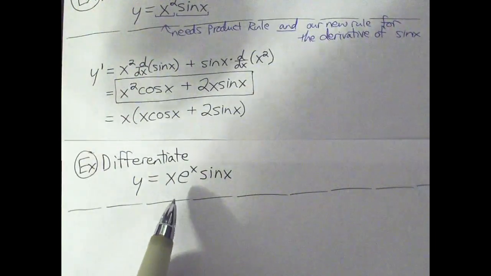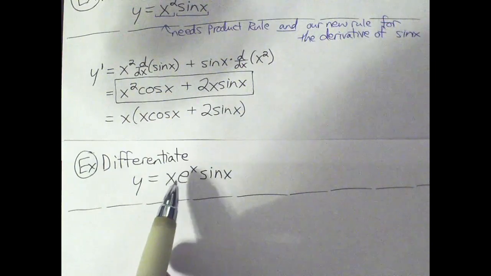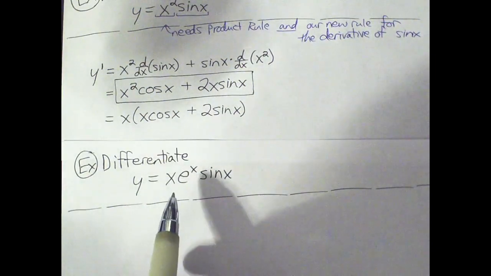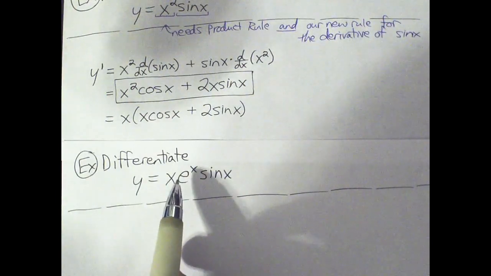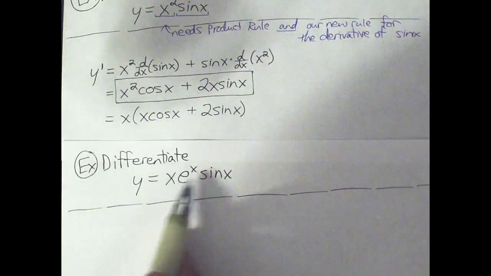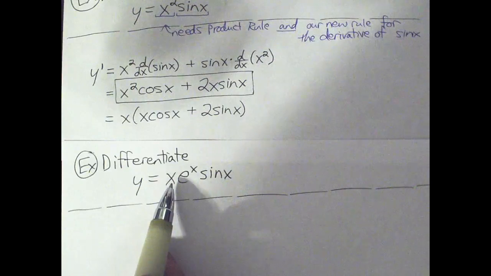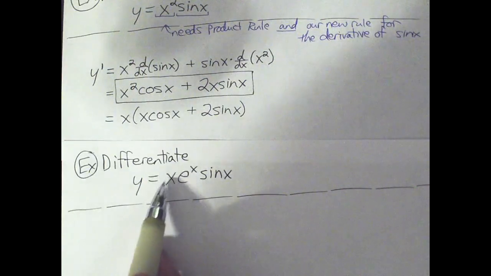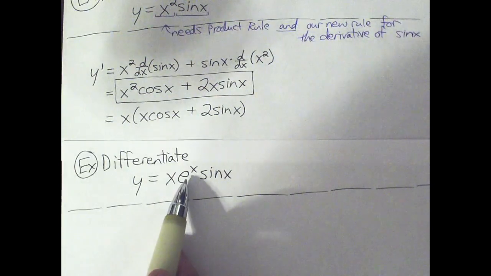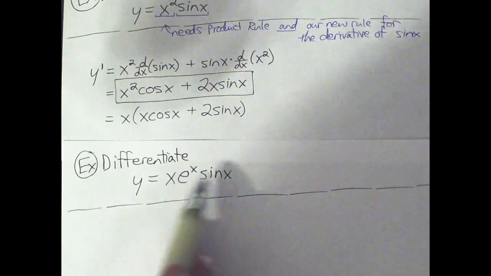What makes this different? I feel like it's different because it's a product of three things. There's x times e to the x times sine x. Usually with the product rule, we just have two things, but this has three pieces. And they're all being multiplied times each other. And all three of them are different types of functions. There's x, which could be considered a polynomial. Like x is sort of a simple polynomial by itself. e to the x is exponential. Sine x is trigonometric. So we have three different types of pieces.